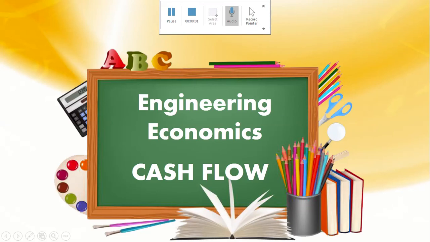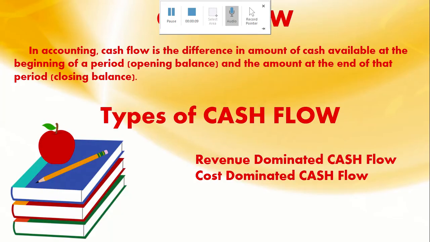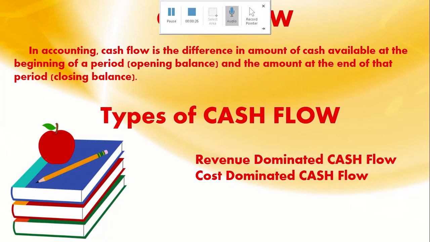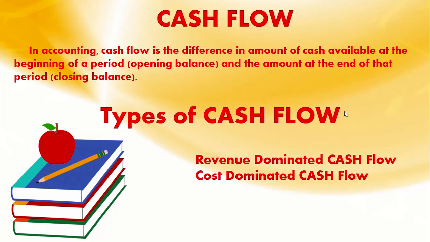Engineering economics, cash flow. We are going to see what is meant by cash flow. In accounting, the cash flow is the difference in the amount of cash available at the beginning of the period and the amount at the end of the period. It is a difference between those two things. This is called the cash flow. We are going to see the types of cash flow also in this session.